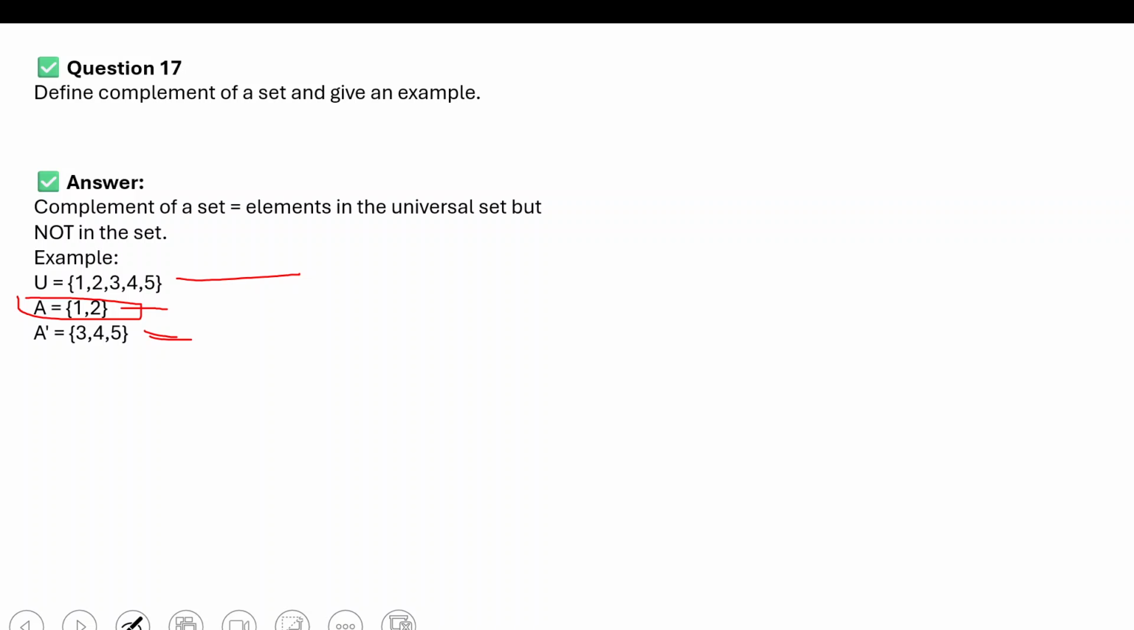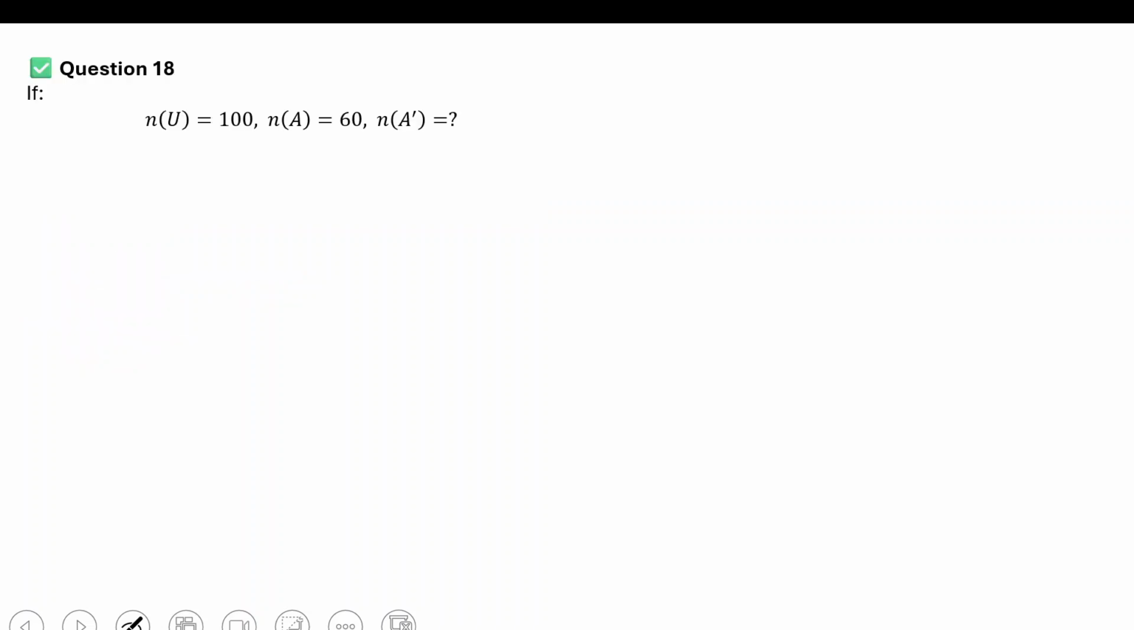So the complement of a set are elements in the universal set. These 3, 4, 5 are in the universal set already, but they are not in the set A. So that's a simple example that defines the complement of a set.